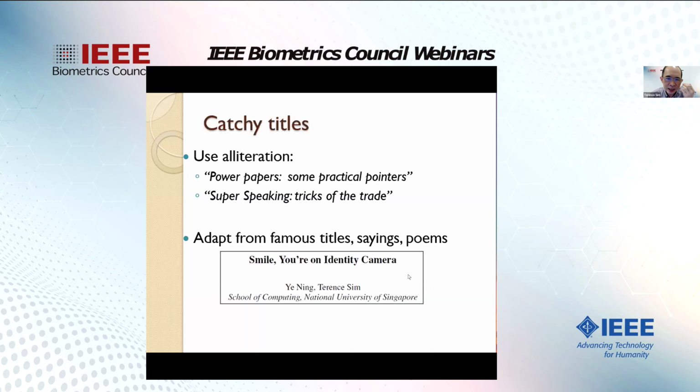Here's another way, which is what I use. You can adapt from famous titles, sayings, or poems. So we had a paper called "Smile, You're on Identity Camera." The reason we chose this was that back in the old days, there was a TV show in the US at least called "Smile, You're on Candid Camera." So we twisted that to say "Smile, You're on Identity Camera." The idea is that the way you smile can be used to identify you. We're trying to say that the facial motion, the smiling action, is a biometric. So we came up with this title.